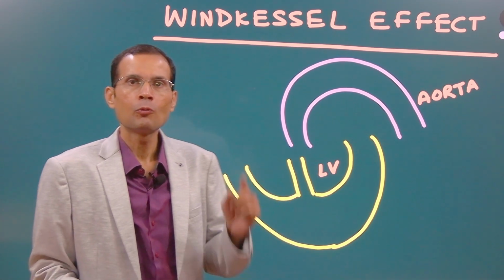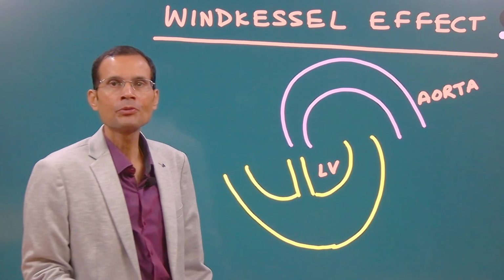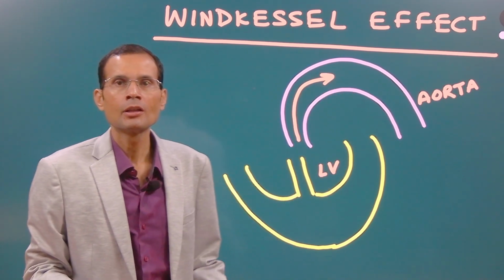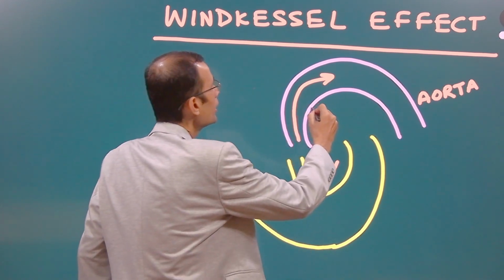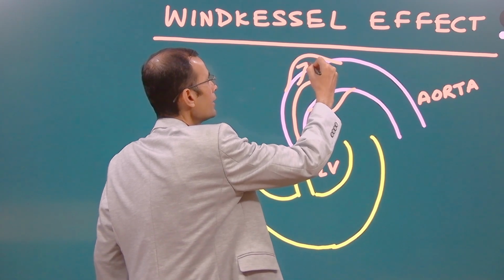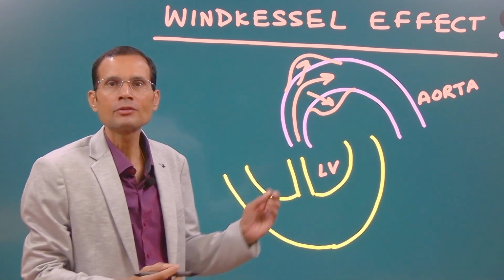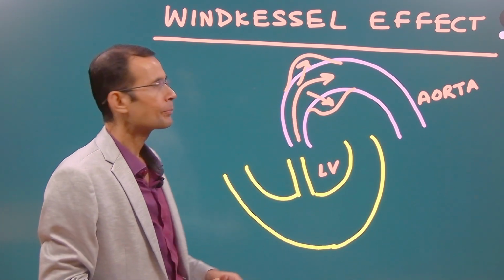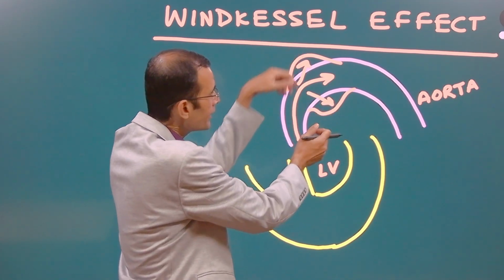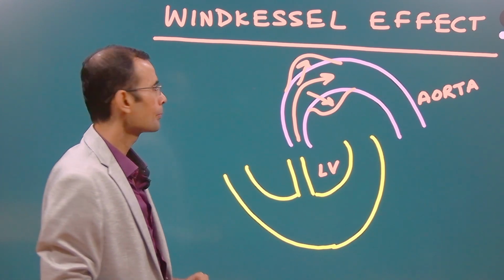When the left ventricle goes in systole, it ejects the blood into the aorta. Now the aorta will distend and accommodate this blood which was ejected out into the aorta. That's the first part of the Windkessel effect. Aorta will distend and accommodate this blood.